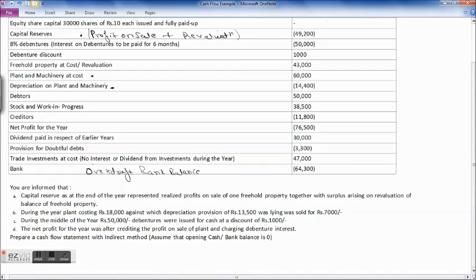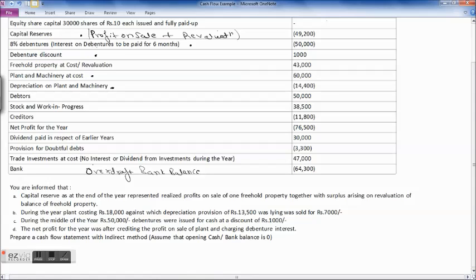Then during the middle of the year, 50,000 debentures were issued for cash at a discount of 1,000. So this debentures item has increased because during the middle of the year, some 50,000 debentures were issued for cash at the discount of rupees 1,000. So here there is an adjustment. There is some information which has been given that 50,000 8% debentures are being issued for cash in the middle of the year.